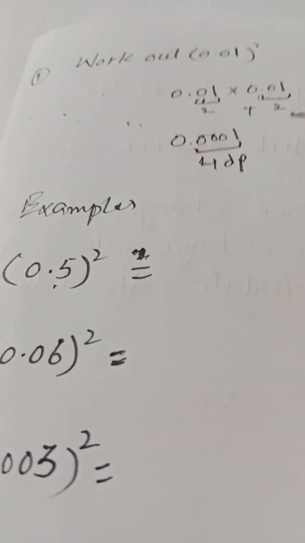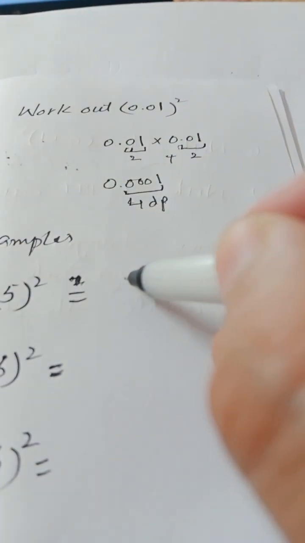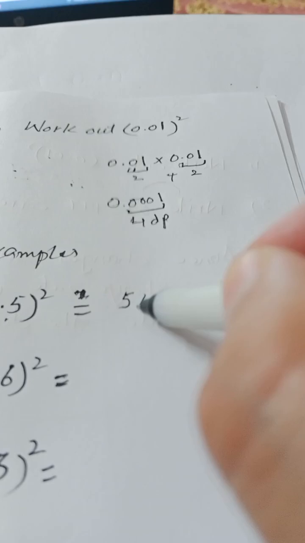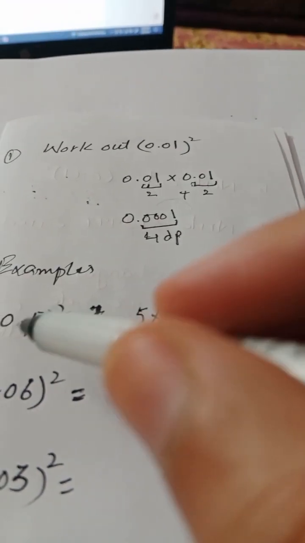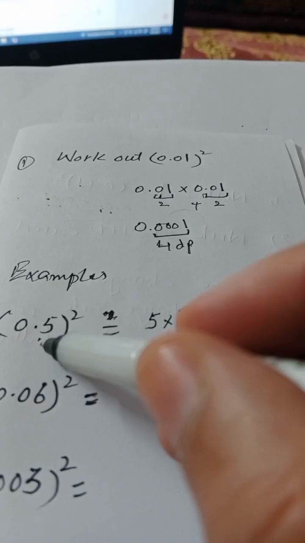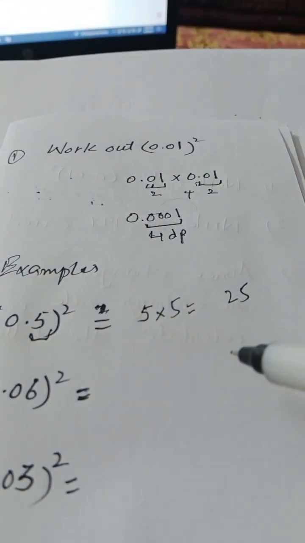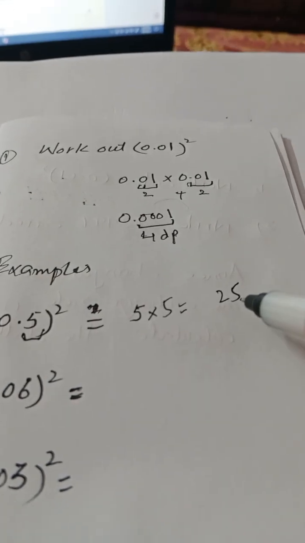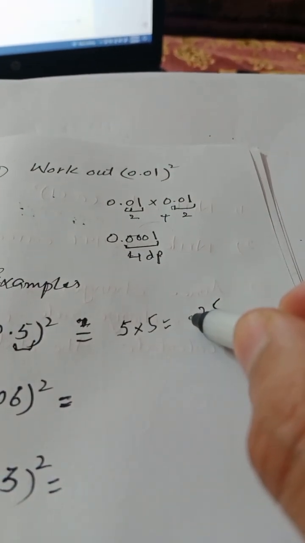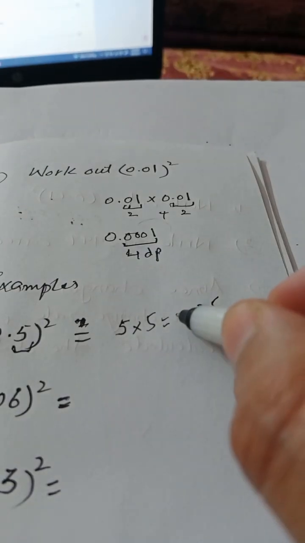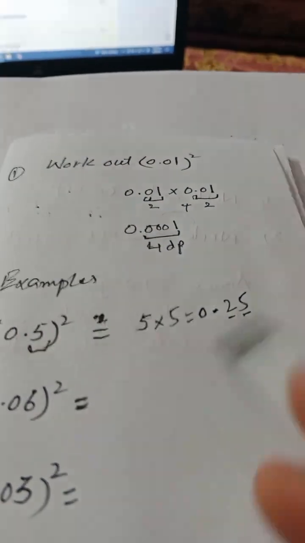Now here are some examples. We will take the square of 0.5. First of all, we will multiply 5 with 5, so it will become 25. And as we know that there is only one decimal place, in the answer we will have two decimal places. So first decimal place, second decimal place, and mark the decimal before two digits. So it will be 0.25.